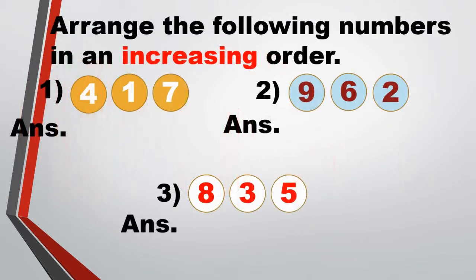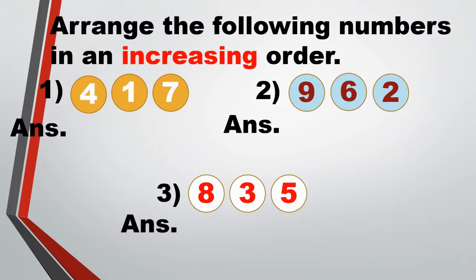Let us arrange numbers in increasing order. Increasing order means smallest to the greatest number. We move forward. We are growing up from smallest to greatest. Now look at this first question.